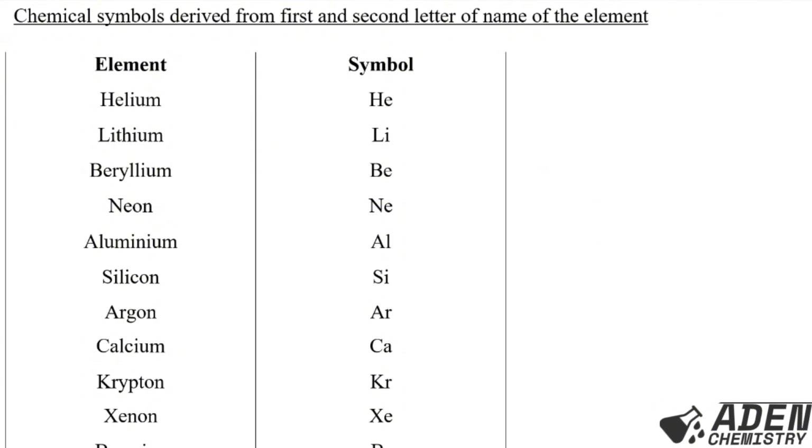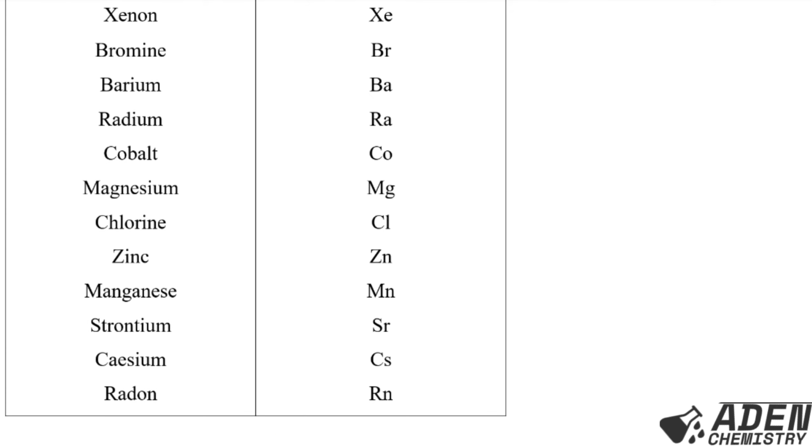We can start with helium. Its chemical symbol is He. Lithium, Li. Beryllium, Be. Neon, Ne. Aluminum, Al. Silicon, Si. Argon, Ar. Calcium, Ca. Krypton, Kr. Xenon, Xe. Bromine, Br.